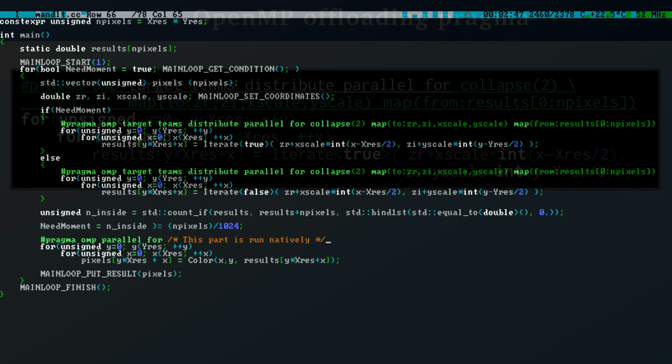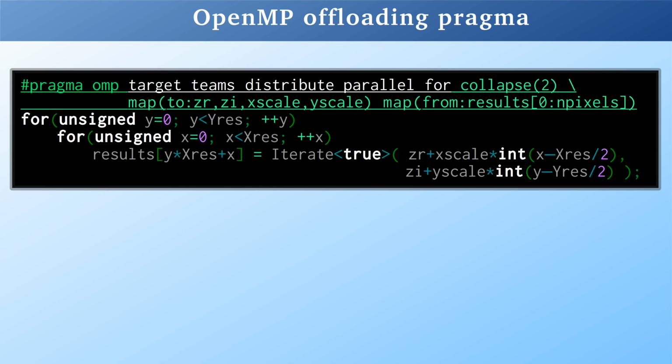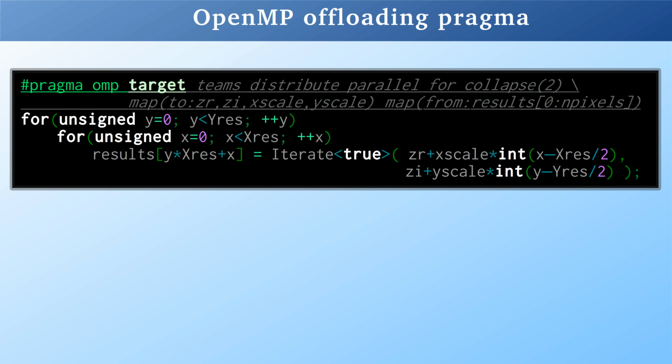Let's review the components of the OpenMP pragma. The word target means that the next statement will be run on the device rather than on the host. The word teams means that on the device a league of teams will be created. This means that instead of a single team of threads, there will be multiple groups, or gangs, or blocks, or teams, whatever you want to call them, and each of them contain multiple threads.